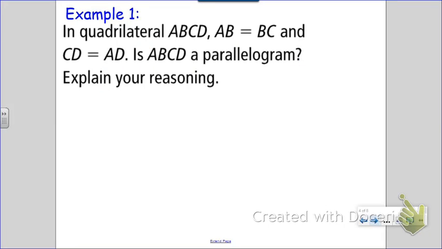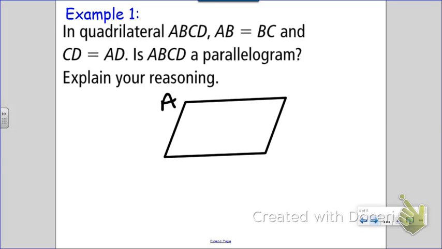In our first example, we're determining if it's a parallelogram. So I'm going to sketch out a quadrilateral. We'll label it ABCD. It says AB is equal to BC and CD is congruent to AD. Is it a parallelogram?